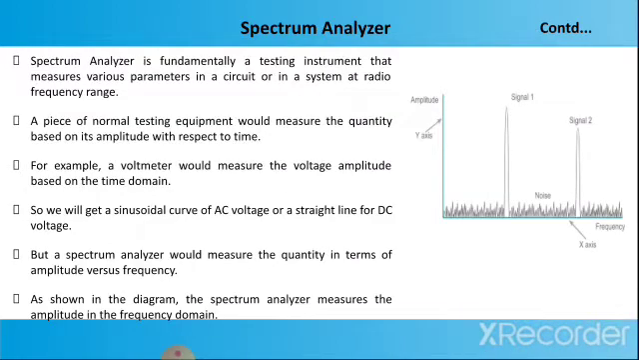Spectrum analyzer is fundamentally a testing instrument that measures various parameters in a circuit or in a system at radio frequency range. A piece of normal testing equipment would measure the quantity based on its amplitude with respect to time. For example, a voltmeter would measure the voltage amplitude based on the time domain. So we will get a sinusoidal curve of AC voltage or a straight line for DC voltage. But a spectrum analyzer would measure the quantities in terms of amplitude versus frequency.